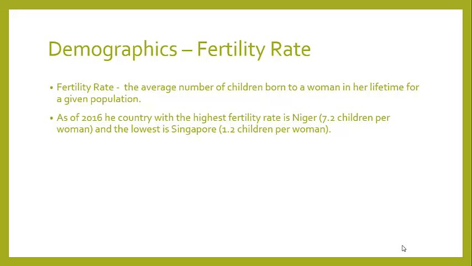And this kind of makes it a little easier for us to imagine, to put it into context. So for example, as of 2016, the country with the highest fertility rate is Niger, where a woman has on average 7.2 children in her lifetime. On the other hand, the country with the lowest fertility rate is Singapore, where women have on average 1.2 children. So this again just puts it in a little more context and lets us imagine how many children a woman is actually having, as opposed to birth rates where the metric is per thousand people.